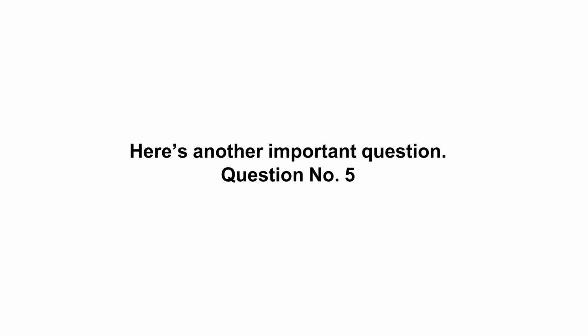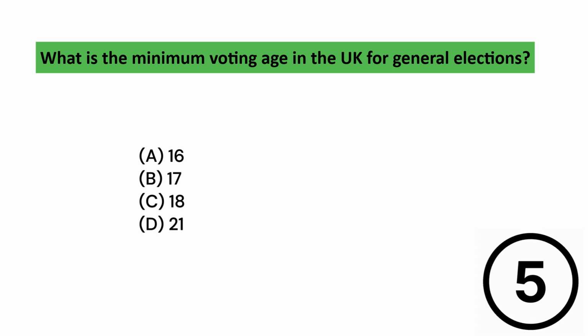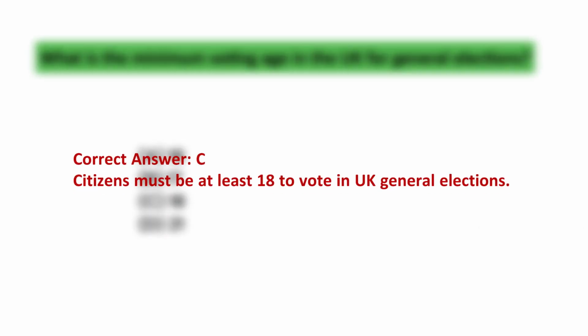Here's another important question. Question number 5. What is the minimum voting age in the UK for general elections? Take a look at the options. A. 16. B. 17. C. 18. D. 21. Correct answer, C. Citizens must be at least 18 to vote in UK general elections.